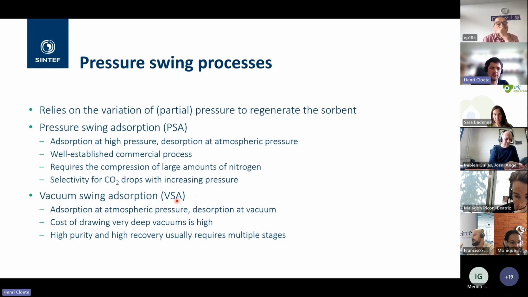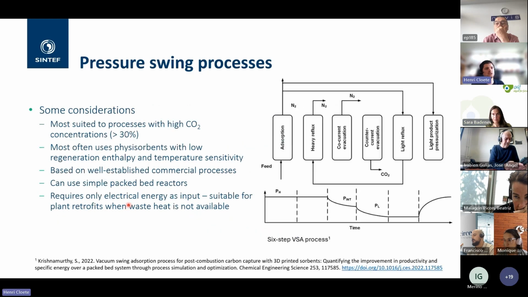So where you have your flue gas at atmospheric pressure, you do your capture at atmospheric pressure, but then you desorb on a vacuum. The challenge with this is that the cost and operational challenges with drawing very deep vacuums can be quite high. So quite often you need multiple stages of vacuum swing to be able to get high purity and high recovery of your CO2. So just some general observations on PSA processes. Here on the right is an example of a cycle that can be used for vacuum swing adsorption.